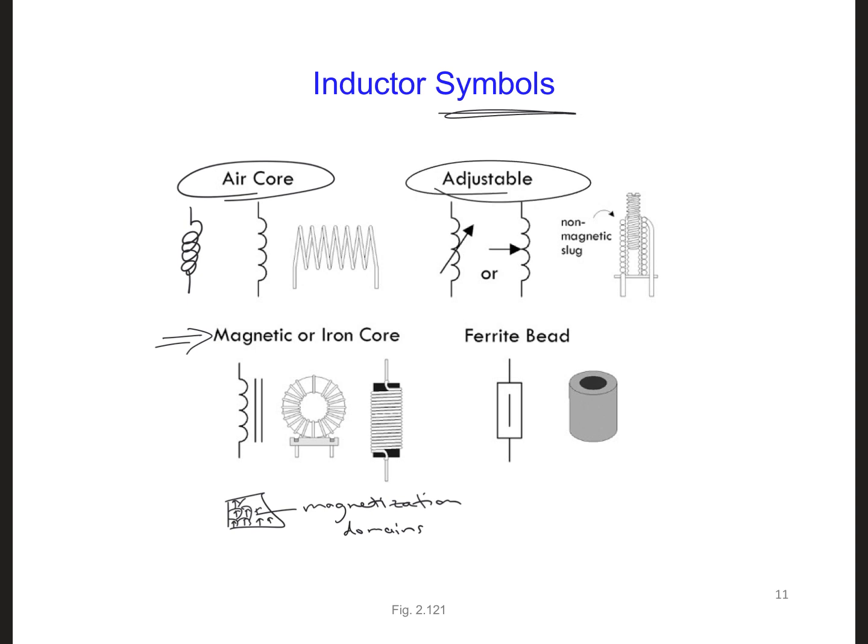Then there's, of course, adjustable inductors. A ferrite bead is what we can use to choke magnetic fields if there's electromagnetic interference and we're getting too much radiation away from the wire. We can use a ferrite bead.